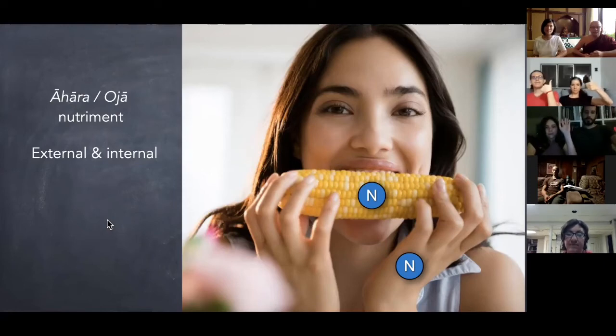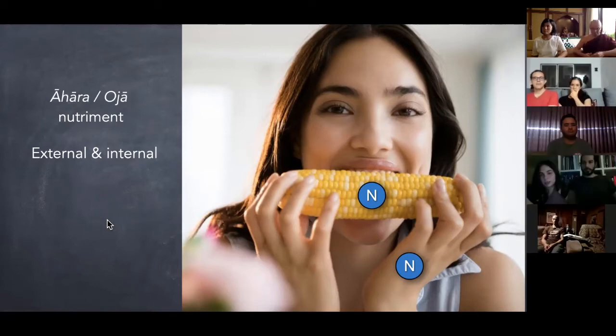Cass has a question, please. Does this nutriment affect our mind? For example, maybe meat can affect the function of the mind, or is it totally separate?